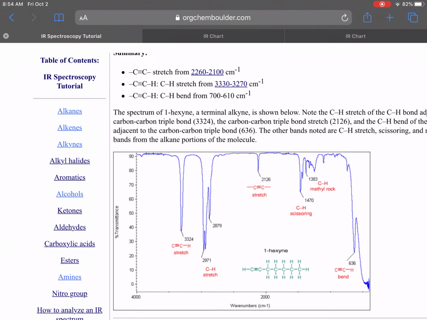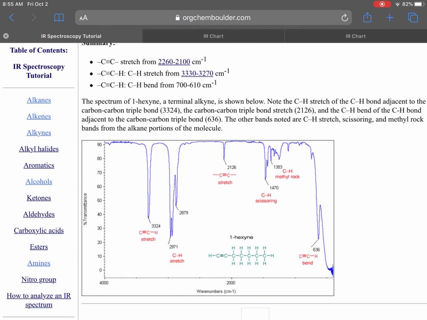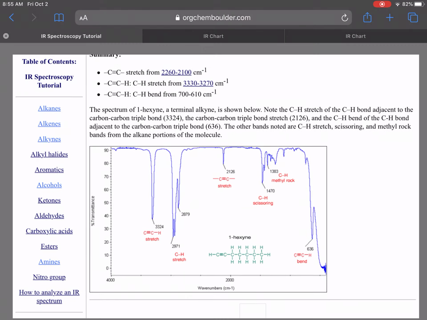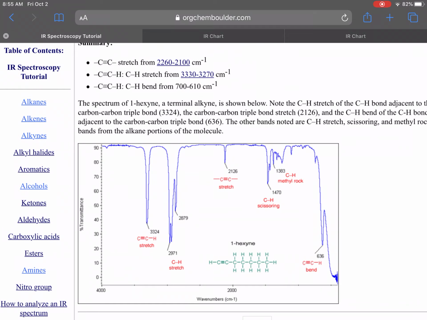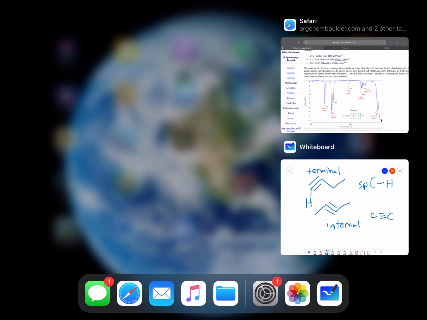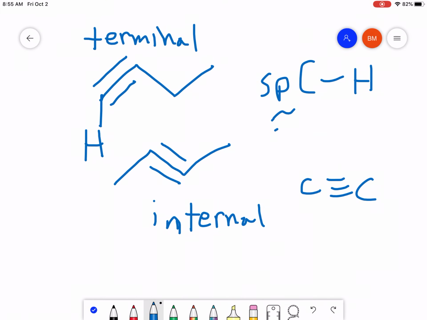They really stand out. They're the only things that give a peak with this characteristic shape in this region. They usually appear from about 3300 to 3270 or so. You'll find that some of these ranges are kind of variable, but somewhere in there.